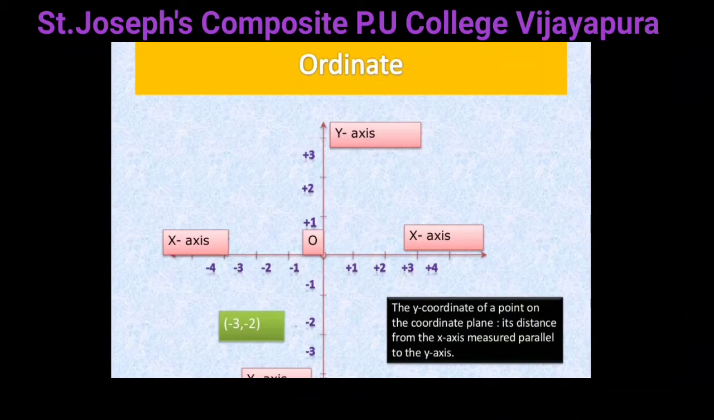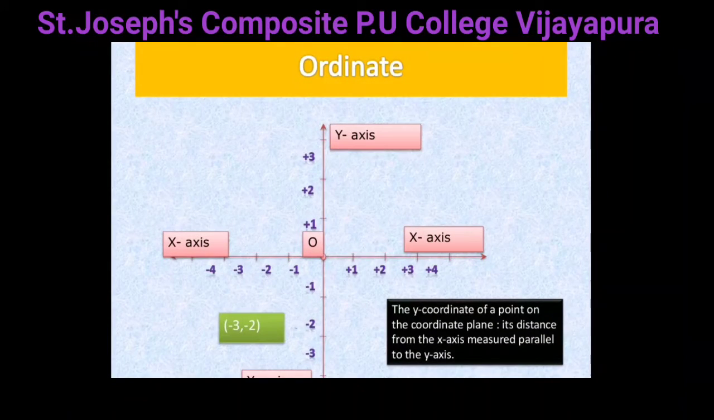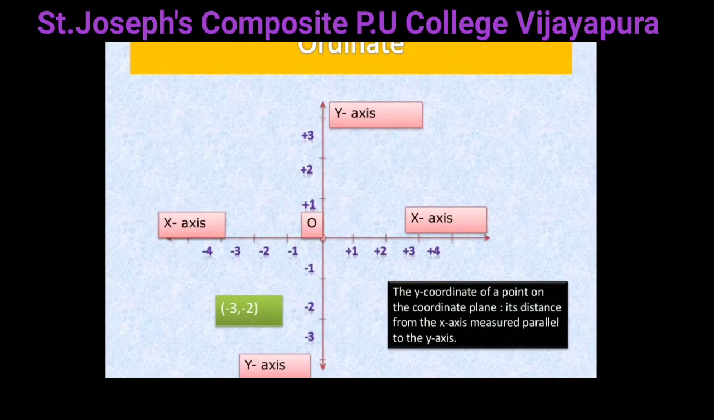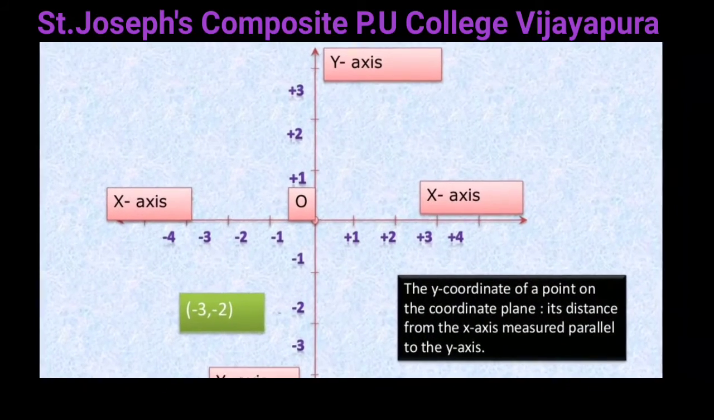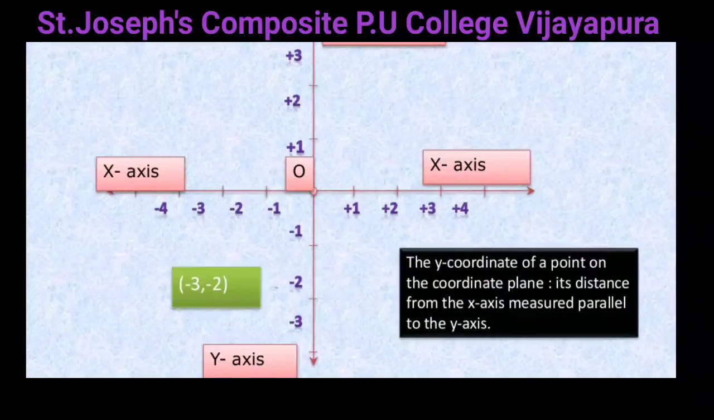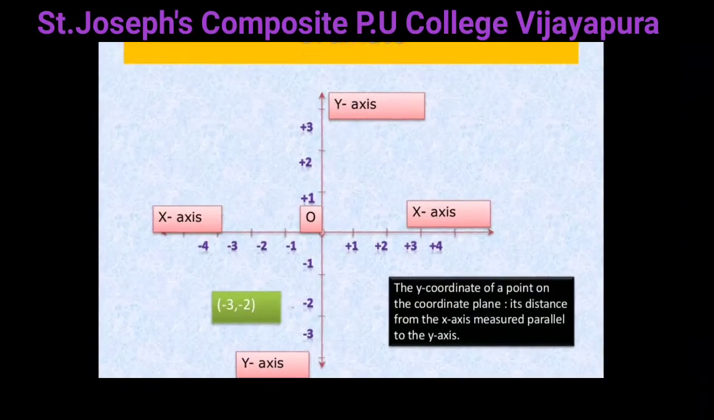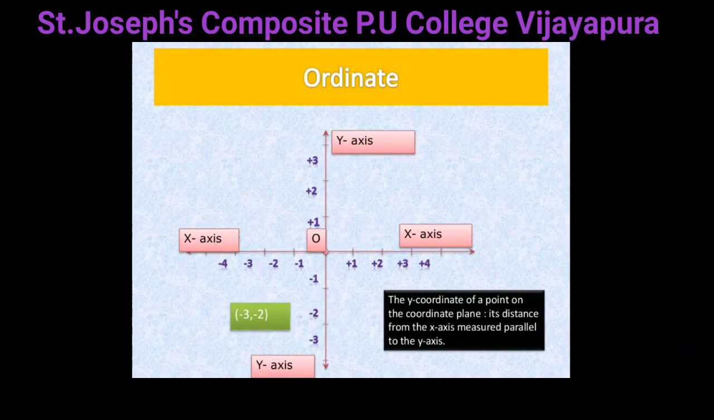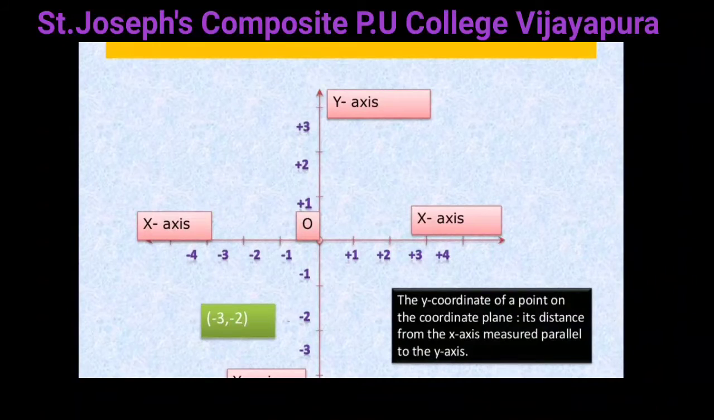In the same way, abscissa will be the x coordinate and the ordinate will be the y coordinate of a point. The y coordinate of a point on the coordinate plane is its distance from the x axis measured parallel to the y axis. So, same example, if you have the coordinate point minus 3 comma minus 2, which comes under the third quadrant, in that minus 2 will be the ordinate. Minus 3 is the abscissa and minus 2 will be the ordinate.